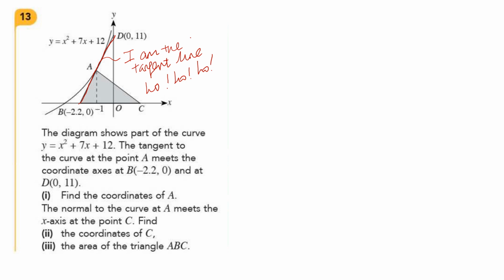Right, so I'm the tangent line. Find the coordinates of point A. Okay, right. So they give you points B and D. So there are several questions you have to ask yourself. If you're given 2 points B and D, what information are they trying to give you?